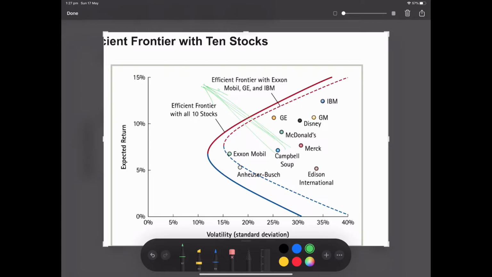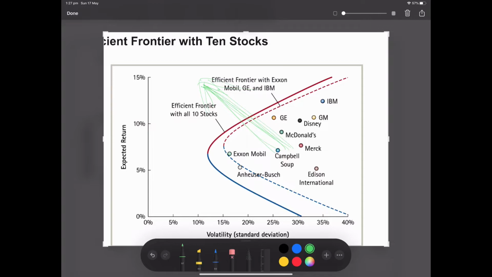Why is Northwest better? Because the more Northwest it is, the higher the return and the lower the volatility. That's what you want to achieve, right? Don't you want to have a low risk and high return? And that's the case. So in this case, with all the available stocks, you can keep pushing.